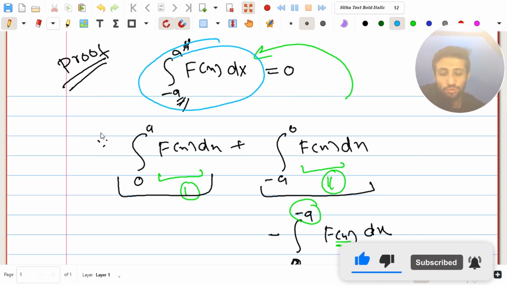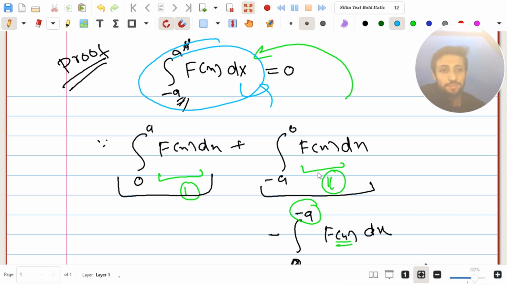So this is the proof of this symmetric integral, which is equal to 0. This is how you prove that the symmetric integral from minus a to a is simply equal to 0.